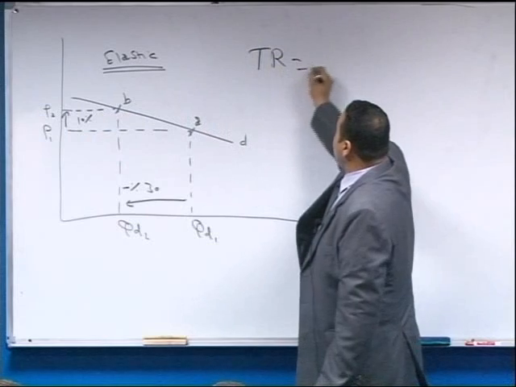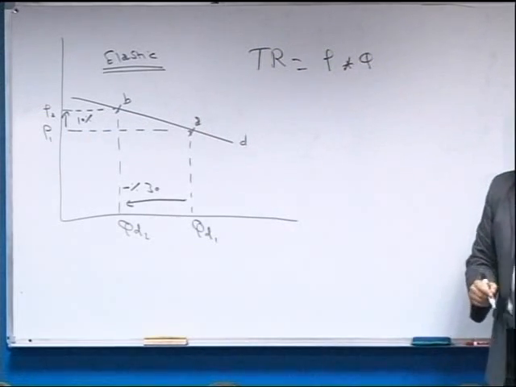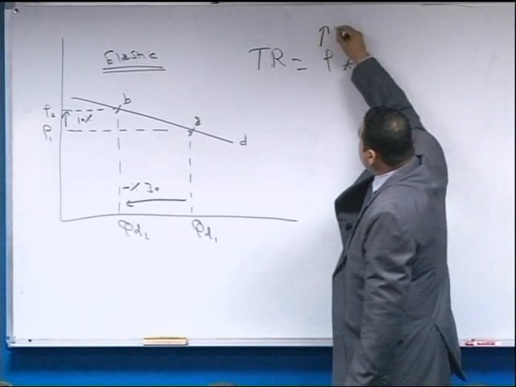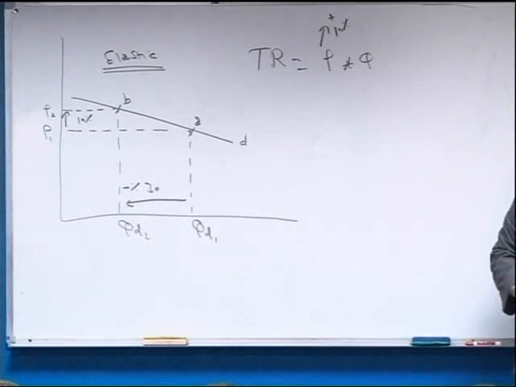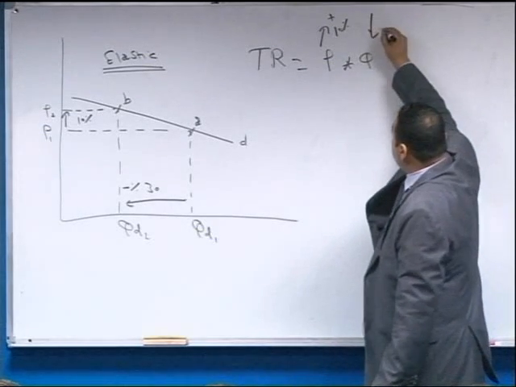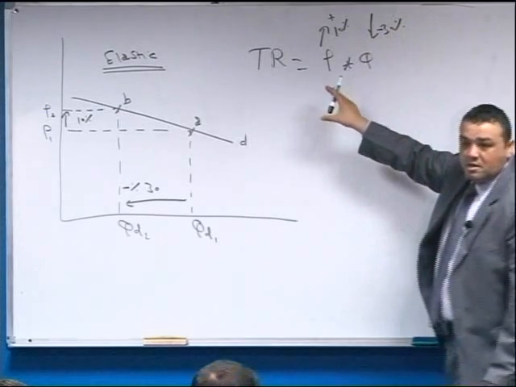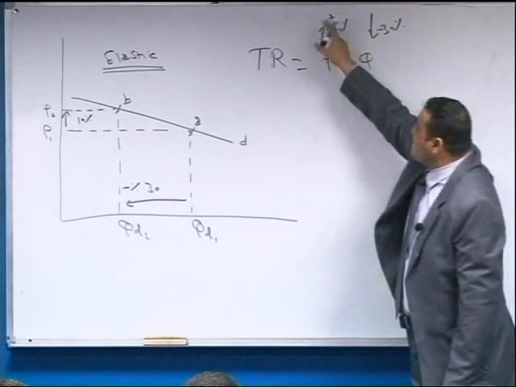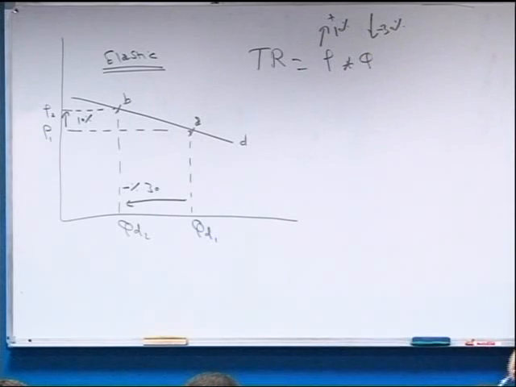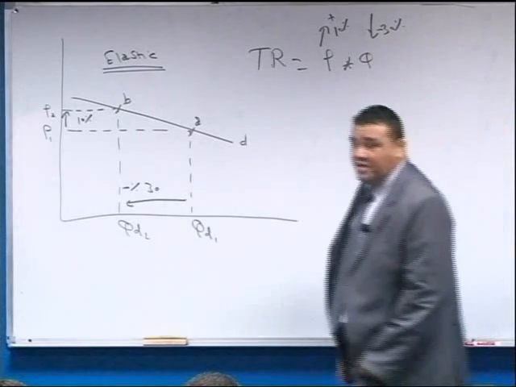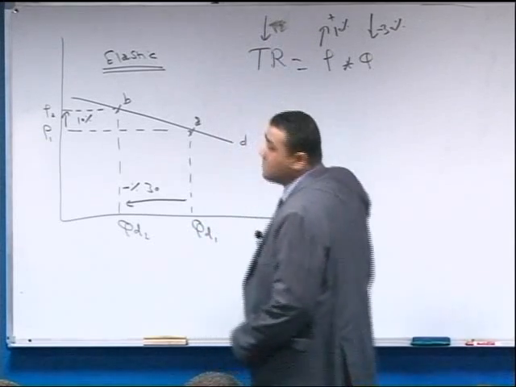TR equals P times Q. In this case, the price is increased by 10%, positive. The quantity demanded declined by 30%. As you see, the percentage increase in the prices is smaller than the percentage decline in the quantity demanded. So the final effect would be a decline in total revenue, right?